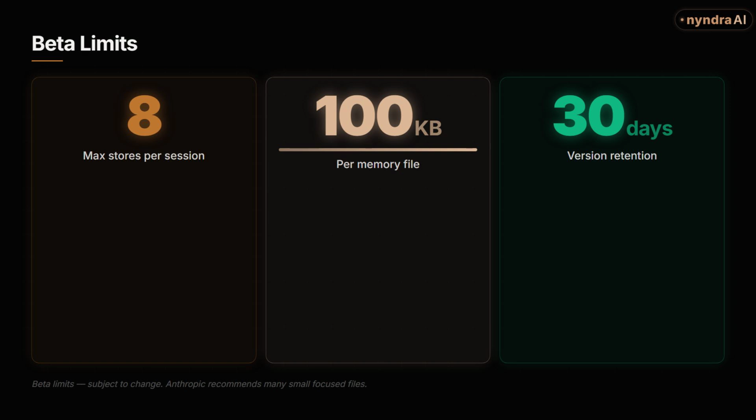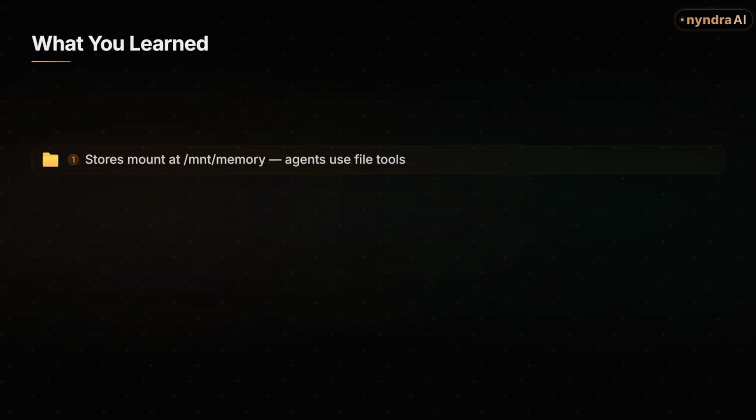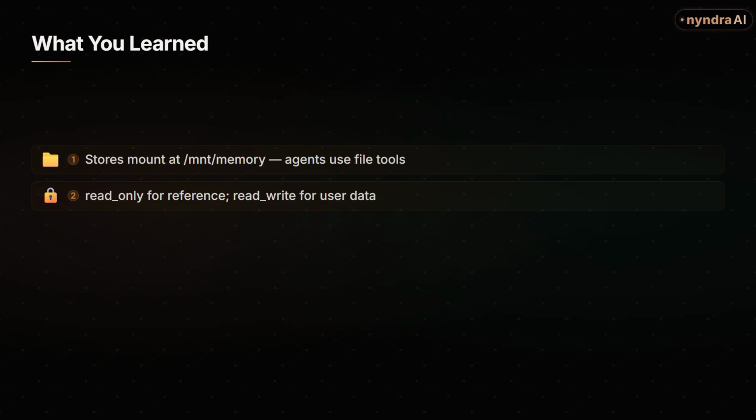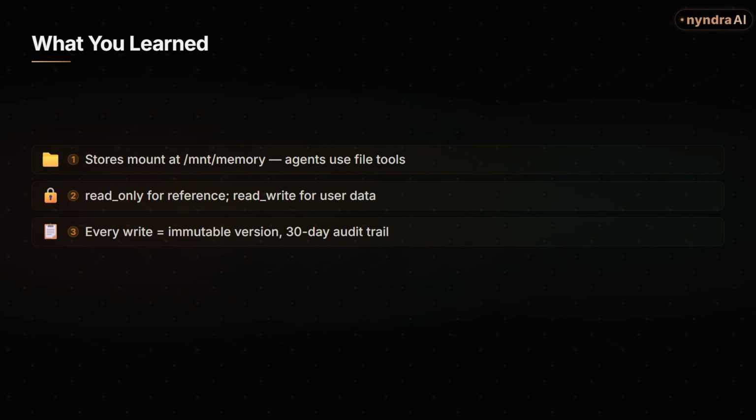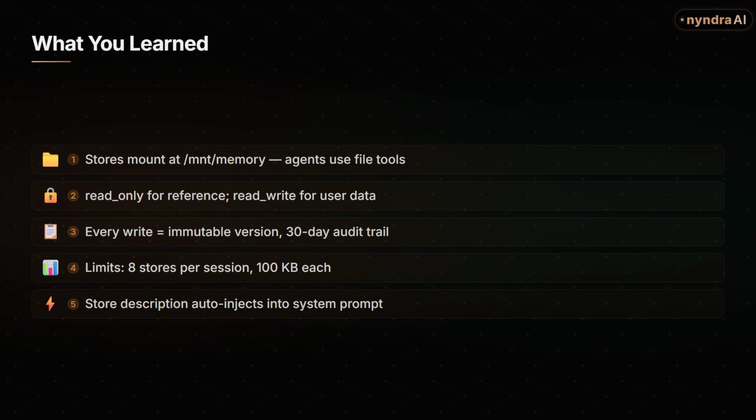My recommendation? Don't try to store your entire codebase in a single memory file. Anthropic agrees. Here's what we covered. Memory stores mount as directories at /mnt/memory. Agents access them with file tools. No special API required. Attach as read-only, unless the agent specifically needs to write. Every mutation creates an immutable version with a 30-day audit trail. Limits, 8 stores per session, 100 kilobytes each. And the description you write when creating a store goes directly into the agent's system prompt.